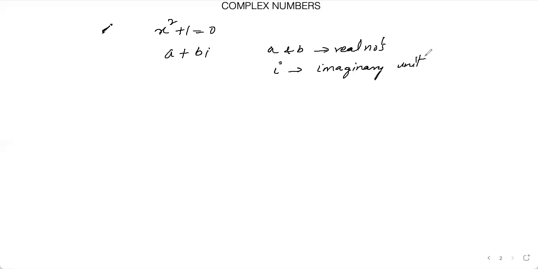So we can consider a complex number as having the form a plus bi, where a and b are real numbers, and i is called the imaginary unit, which has the property that i square is equal to minus 1.